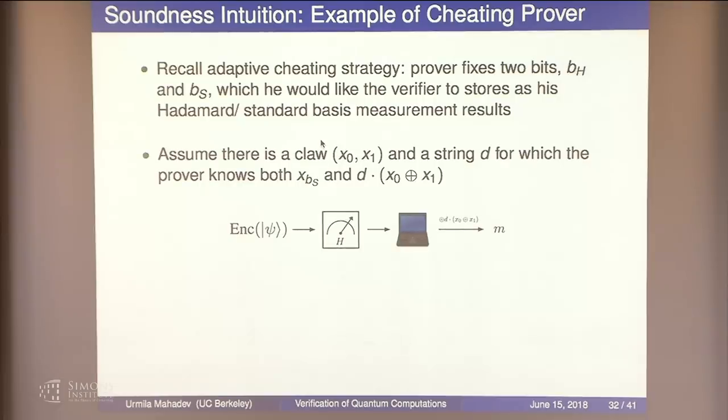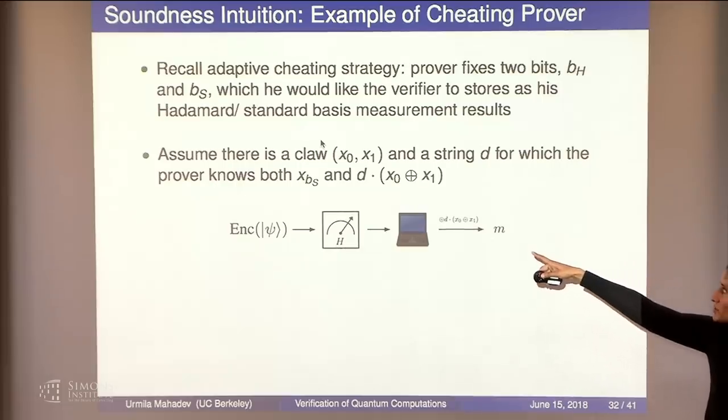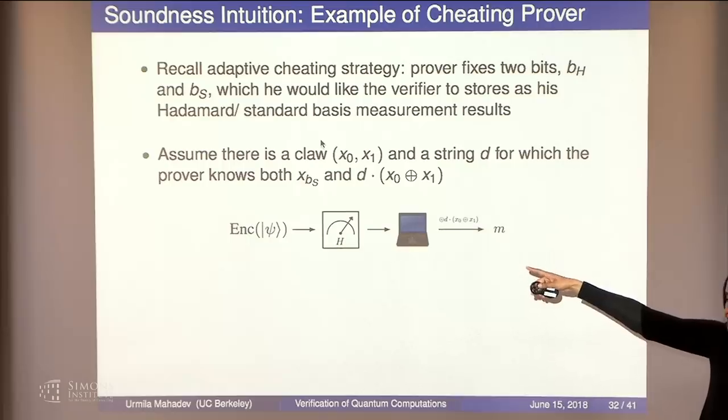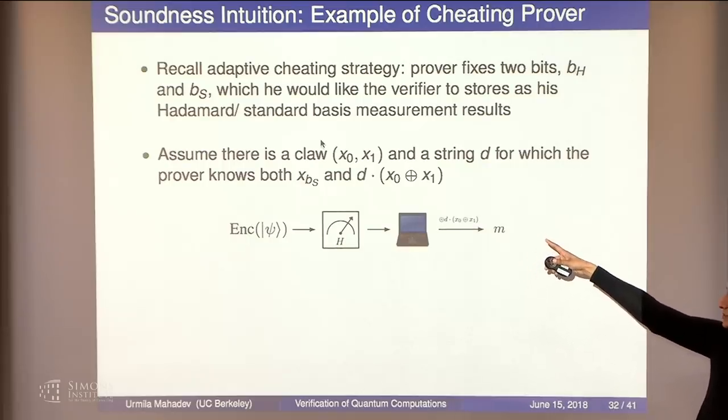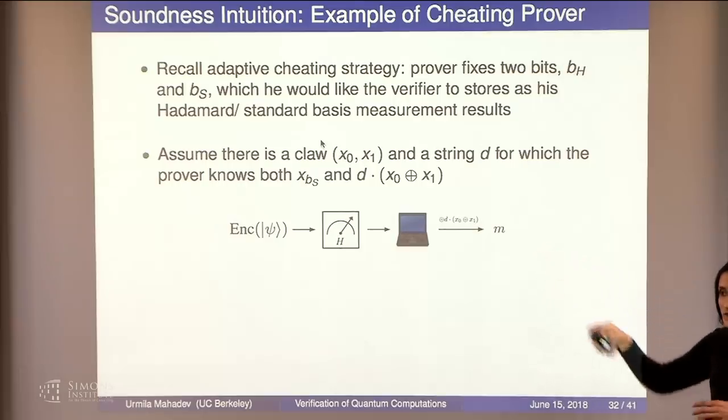Okay, now assume that there's a claw X0, X1, and a string D for which the prover knows both XBS, so this is one member of the claw corresponding to the bit BS. If BS is 0, he knows X0. If BS is 1, he knows X1. And he also knows D dot X0 plus X1. So this violates the earlier hardcore bit, but here I'm assuming that doesn't hold and showing how he could cheat.